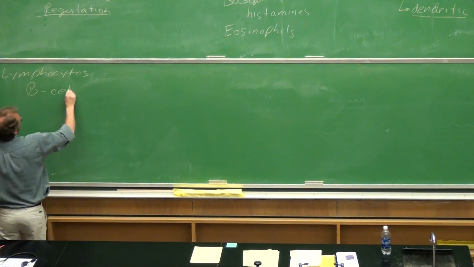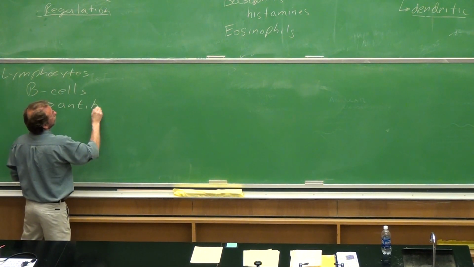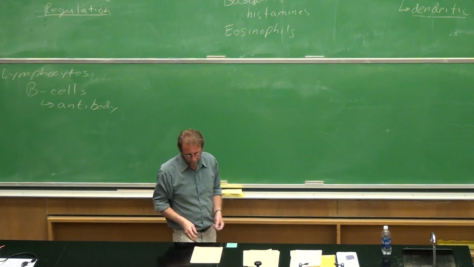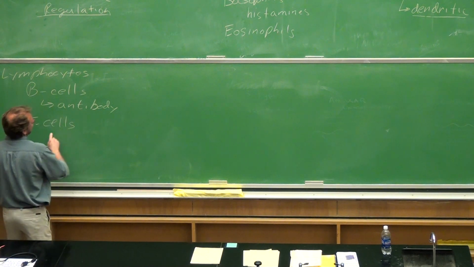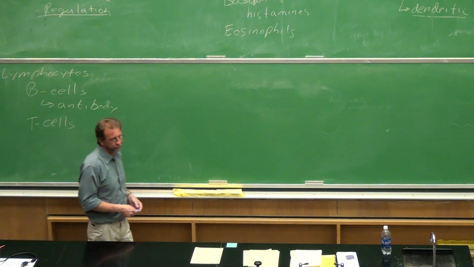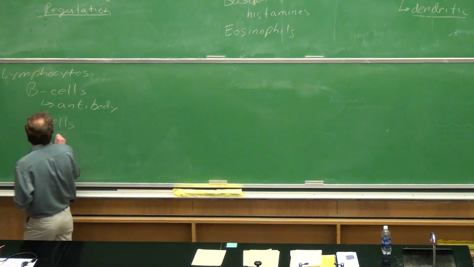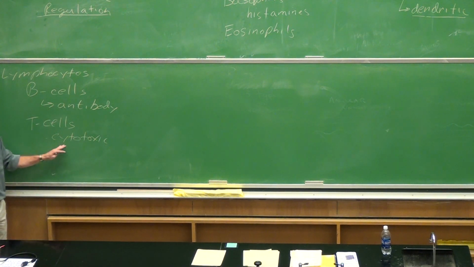Two types of lymphocytes, B cells. And B cells are antibody producers. They're the only cells that produce antibodies. And then T cells are the other type of lymphocyte. T cells do not produce antibodies. There are different species of T cells. They can be either cytotoxic, and we've talked about what that means. So some T cells destroy infected somatic cells or destroy cancer cells.